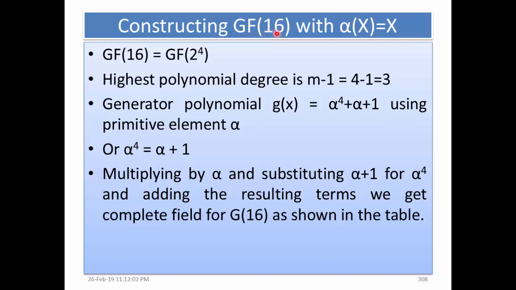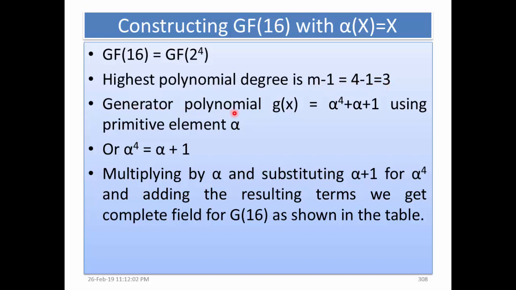Now we'll construct polynomials for GF of 16 with primitive element x. We will construct GF of 16 polynomials using primitive element x and x squared both. So first we see that the highest polynomial degree for GF of 16 is m minus 1, which is equal to 4 minus 1, which is equal to 3.